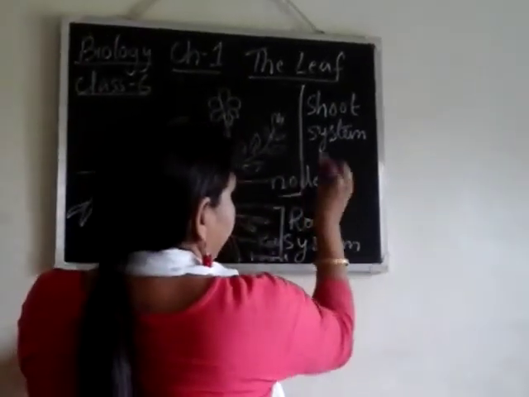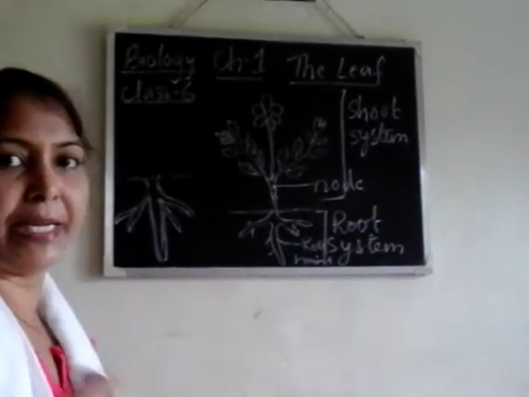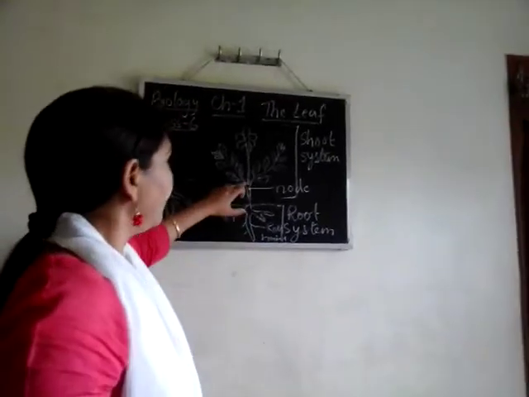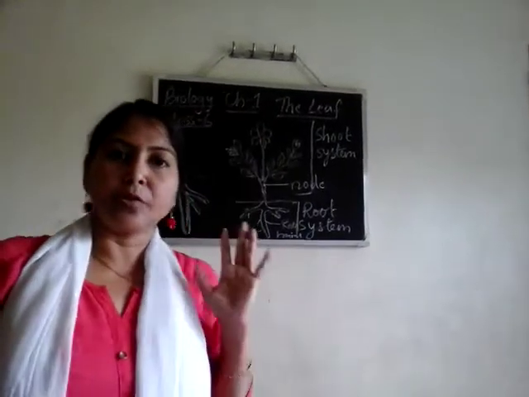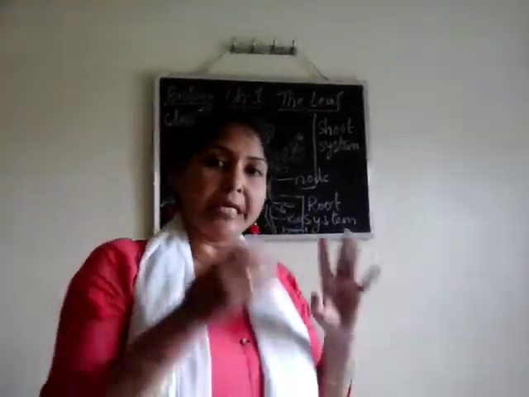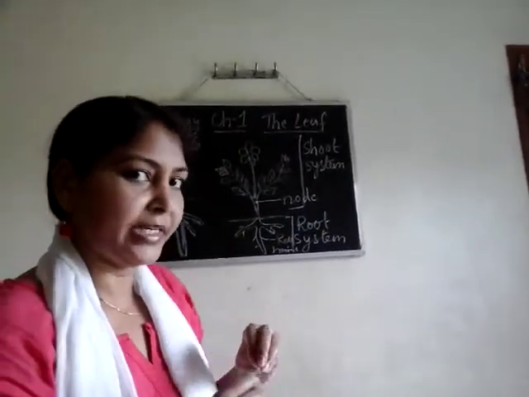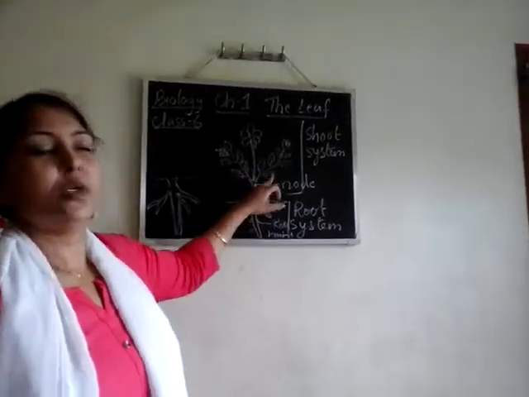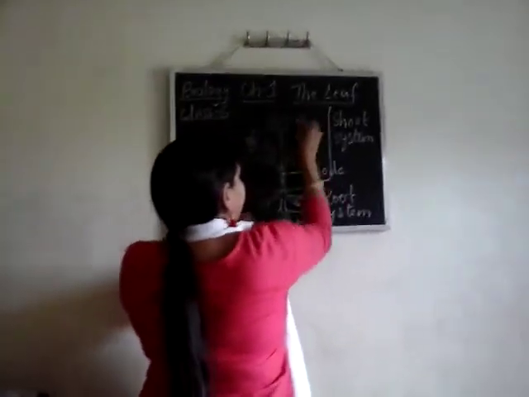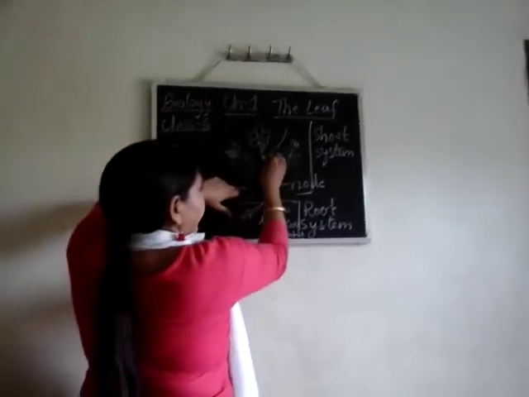Over here I will write node because it's single. When there are many nodes, then we call it nodes. Now there is one more term called internode. First we try to understand what a node is. A node is the place or part from where the leaves are arising. Over here you can see this stem is arising, and from here again the leaves.